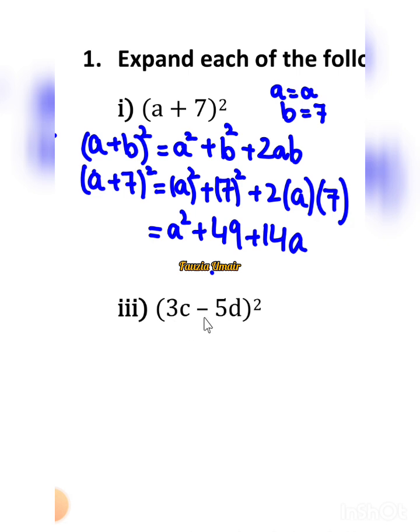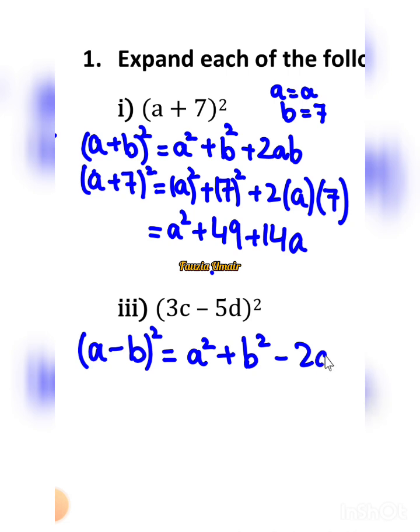You can see that there is a negative sign in between the two terms and there is a whole square also. So this is basically the second formula, which is (a - b) whole square. So I will write down using the formula: (a - b) whole square is equal to a square plus b square minus 2ab. So now I have to look closely at what a and b are in the question. So my a is basically 3c and my b is 5d.